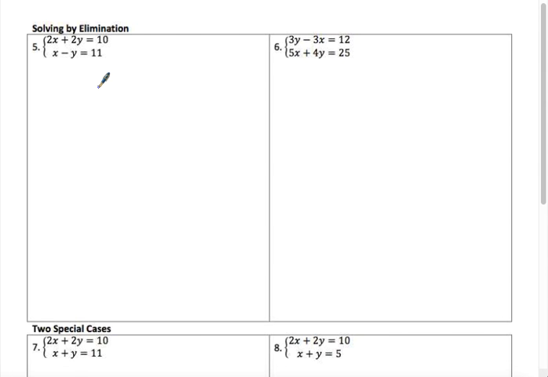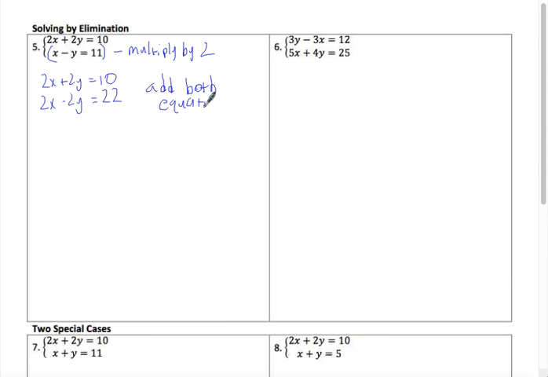So we have 2x plus 2y equals 10 and x minus y equals 11. I'm going to take the second equation, and I'm going to multiply everything by 2. So now my two equations are, I'm going to rewrite the first one, 2x plus 2y equals 10. And the next one is now 2x minus 2y equals 22. And now I'm going to add both equations together, combining like terms.